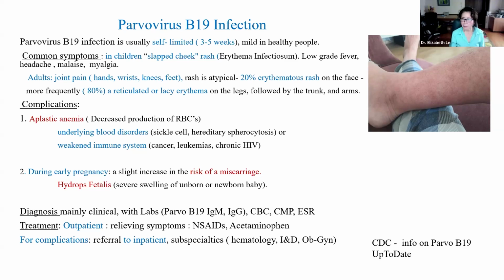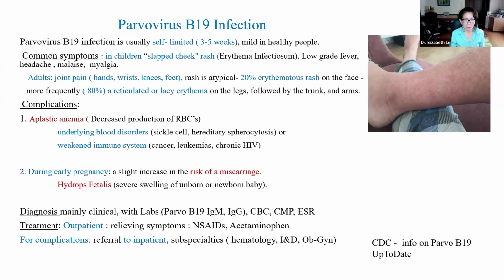The rash is atypical. 20% is an erythematous rash on the face, but 80% of the time, it is a reticulated or lacy erythema on the legs, like this example. On the legs, followed by the trunk and arms.